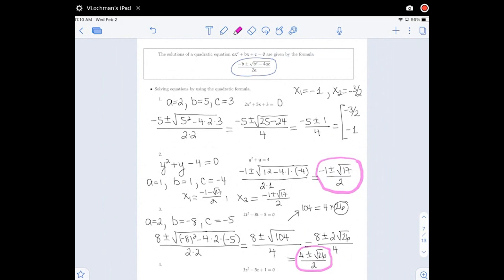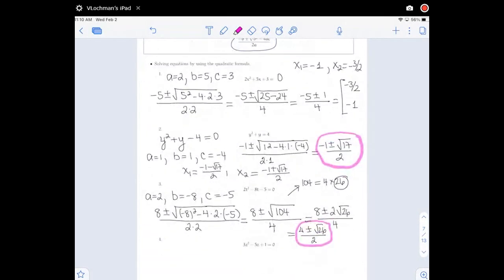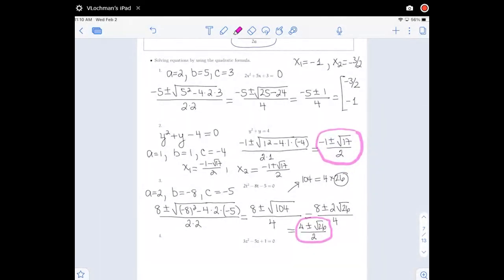Go ahead. Yeah, so you reduce it by 4 over 2, right? Can't you reduce it like 2 over 1? Sure. So if you want to keep going, then 4 over 2 becomes 2 plus square root of 26 over 2. That's fine. So if you want to split it up, that's okay. But it's not incorrect to leave it in the other form. Okay, gotcha. Yep, thank you.